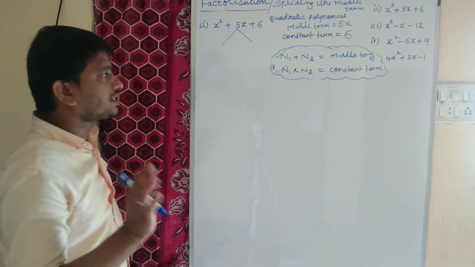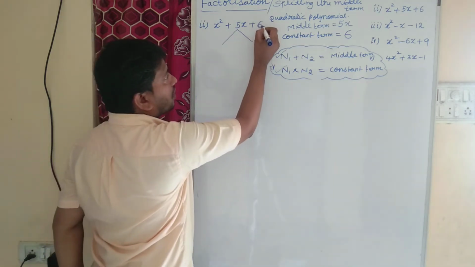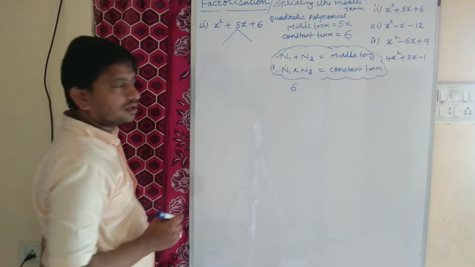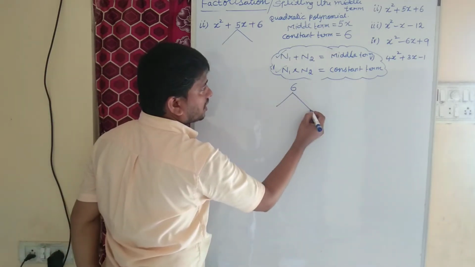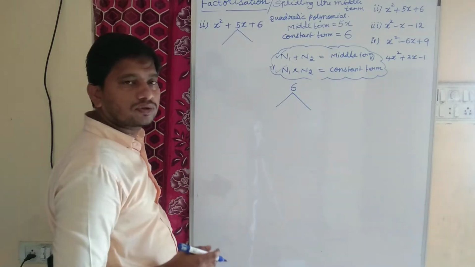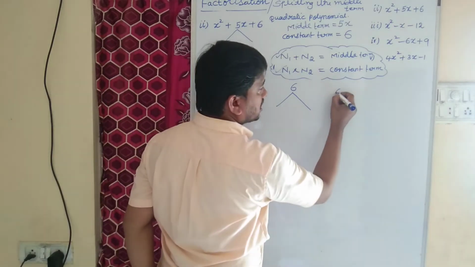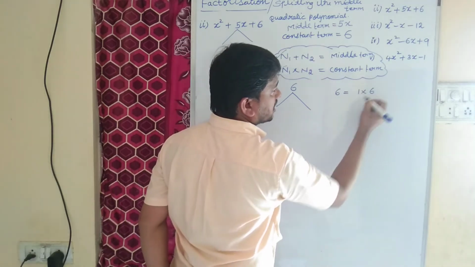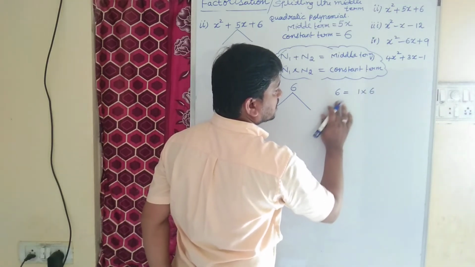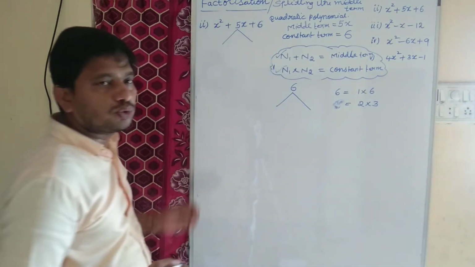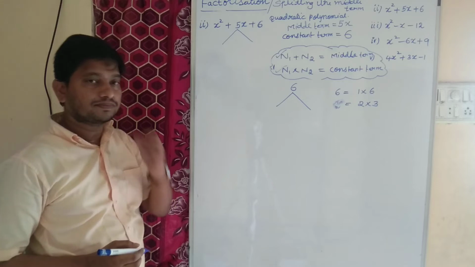Okay. So let us take what is the constant term here? Constant term is 6, right? What is the second condition, children? When we multiply two numbers, we need to get constant term. So for that, let us see what are the factors of 6. Factors of 6 are 1 6 is 6, 2 3 is 6, 3 2 is 6, and 6 1 is 6.